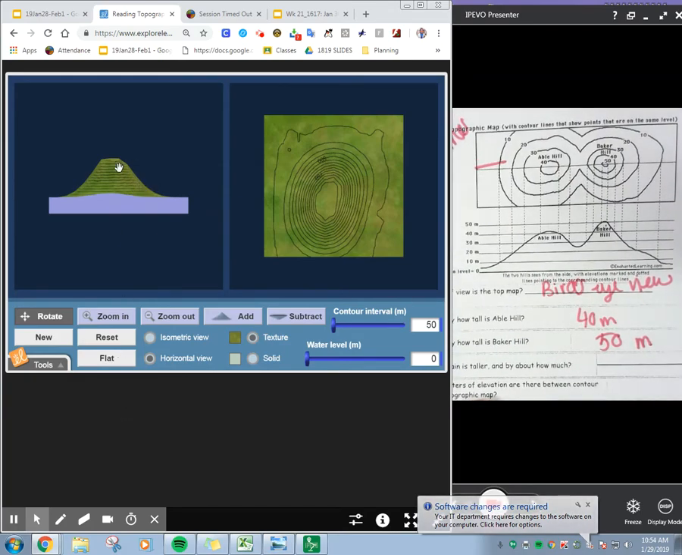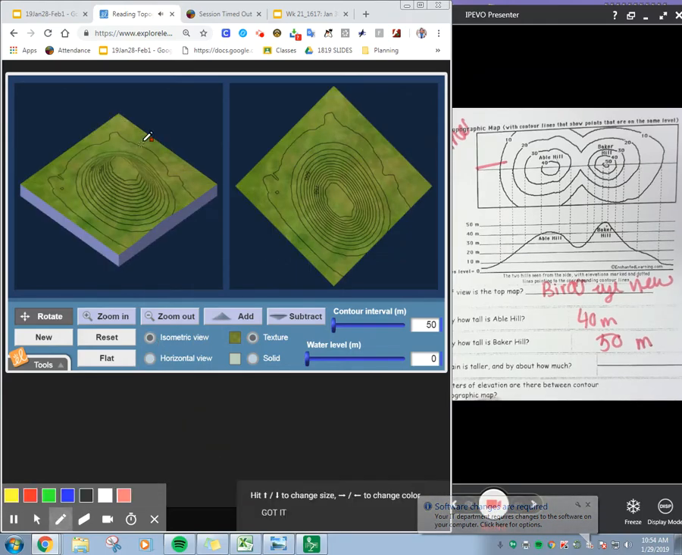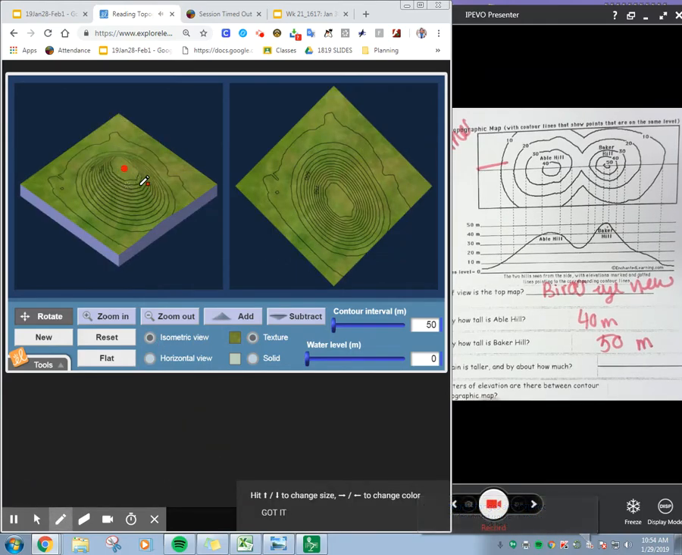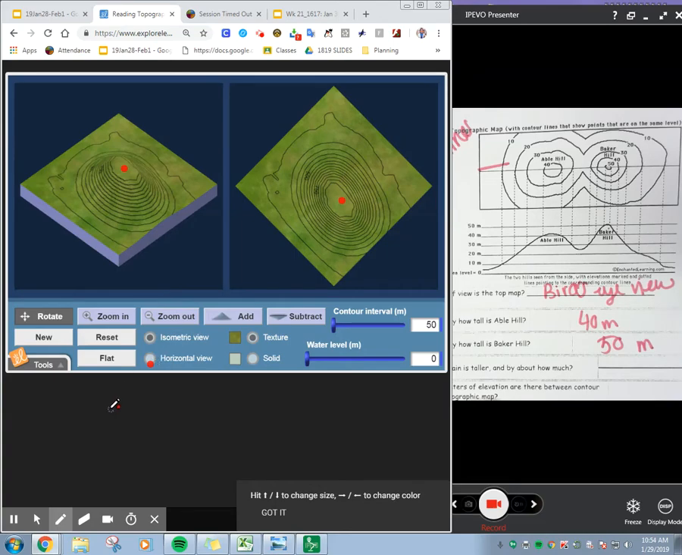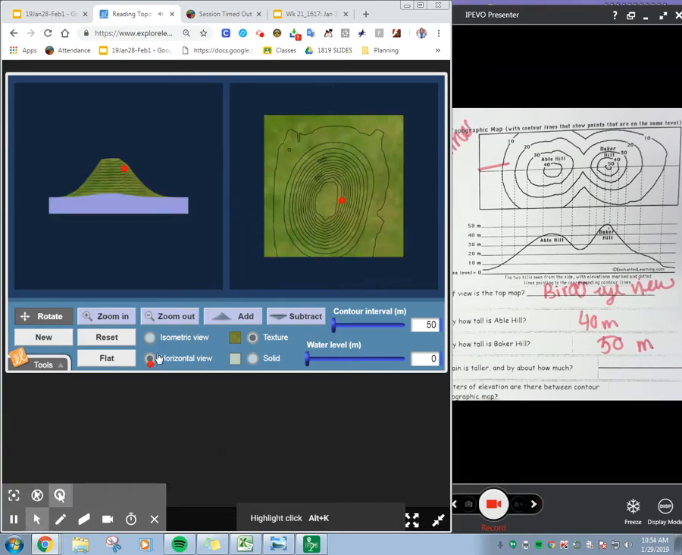So just like here, here's the top of the hill. The smaller the circle is getting, that means the higher the elevation is getting. It's moving up. Okay.